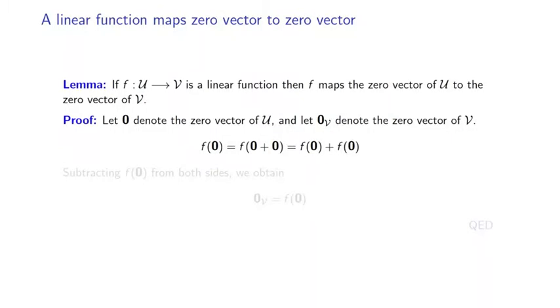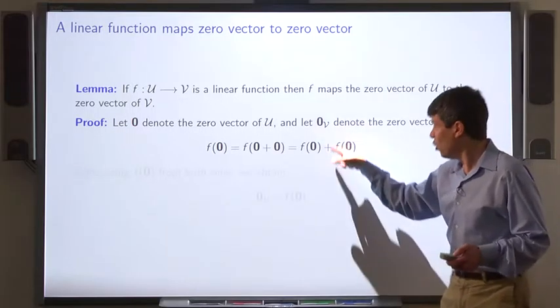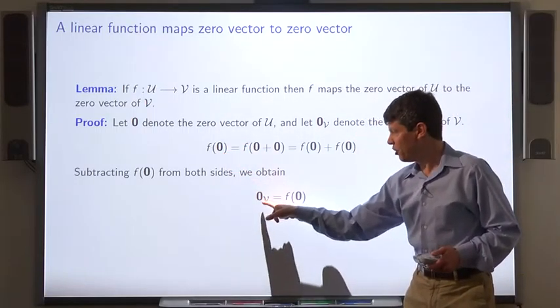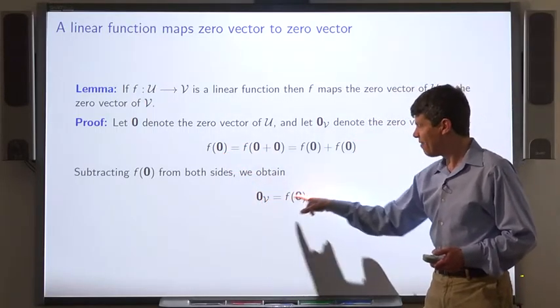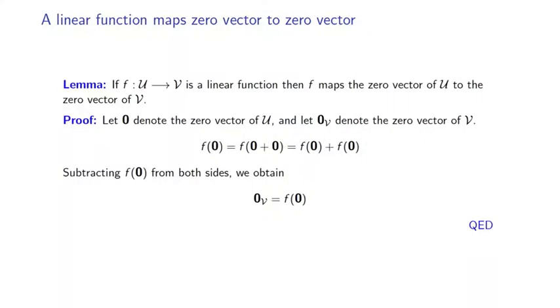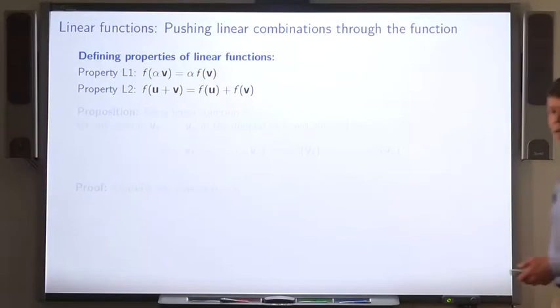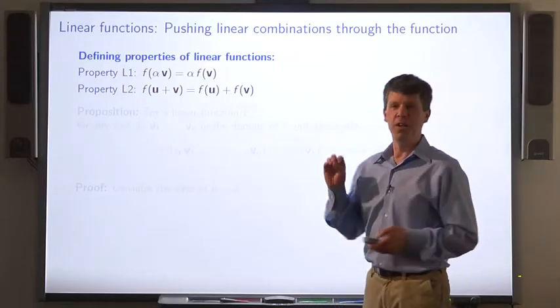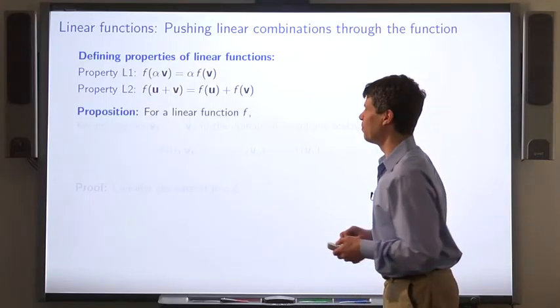f of the zero vector equals f of the zero vector plus the zero vector, which by a property of linearity equals f of the zero vector plus f of the zero vector. Now we just subtract one of these from both sides, and we get, on the left side, the zero vector, and on the right, we get f of the zero vector. That proves the lemma. Now I'll show that linear functions have this nice property I call pushing linear combinations through.